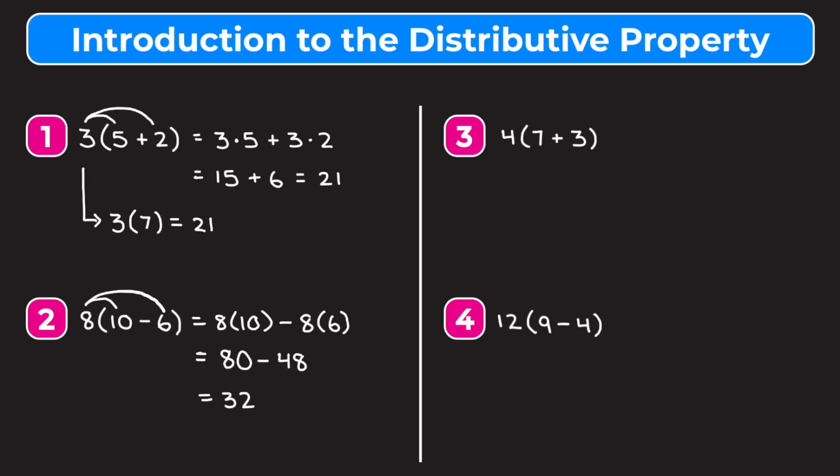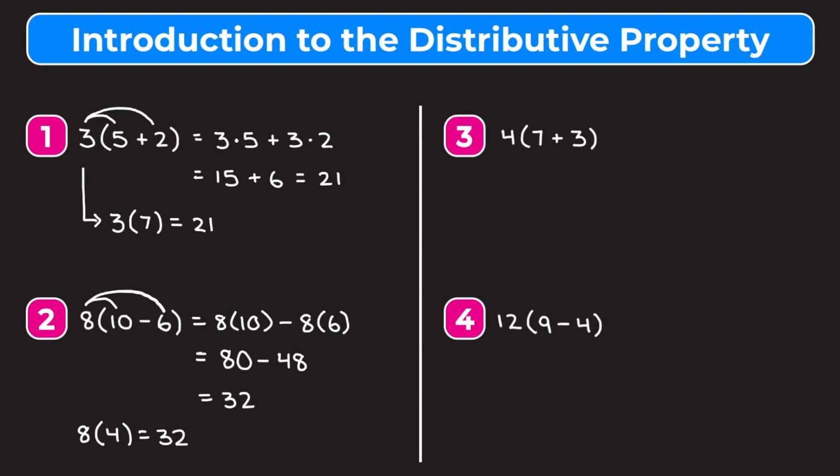And now just to show you that this is correct, you can just use PEMDAS. So instead of 8 times 10 minus 6, we can subtract 10 minus 6 to get 4. And we know 8 times 4 is 32, so we know we're correct. I encourage you guys to try examples 3 and 4 on your own, and then you can watch me work through them to make sure you've done them correctly.